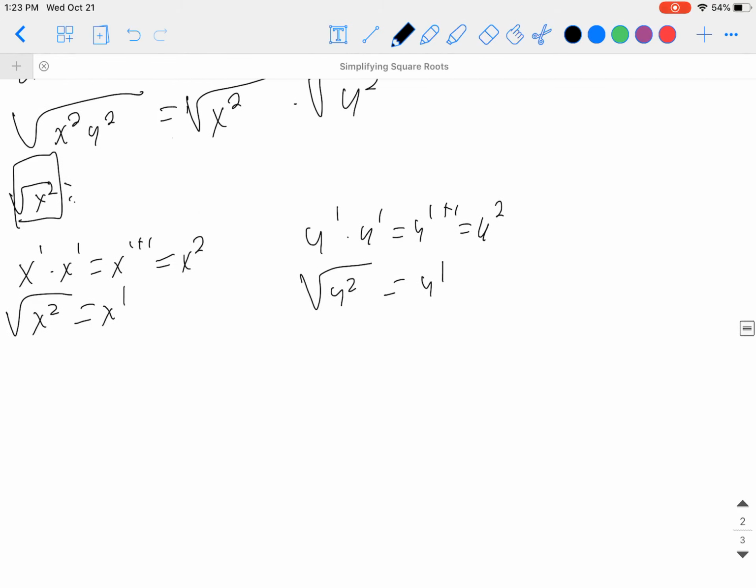So that means we would have the square root of x squared y squared equals the square root of x squared times the square root of y squared equals xy.